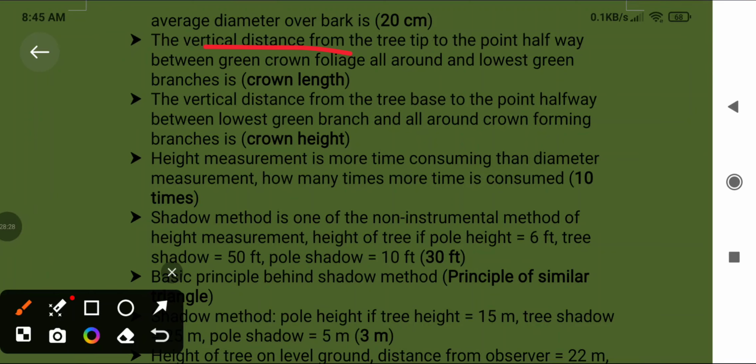The vertical distance from the tree tip to the point halfway between the green crown foliage and the lowest green branches is crown length. The vertical distance from the tree base to the point halfway between the lowest green branches and the crown foliage is crown height. Height measurement is more time consuming than diameter measurement. How many times more? 10 times. And the shadow method is one of the non-instrumental methods.